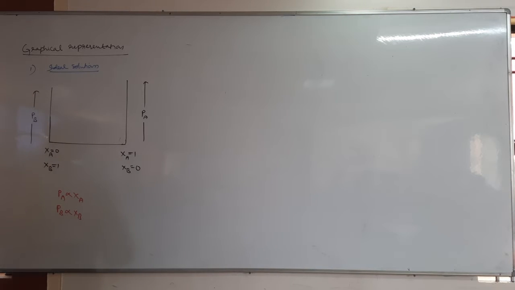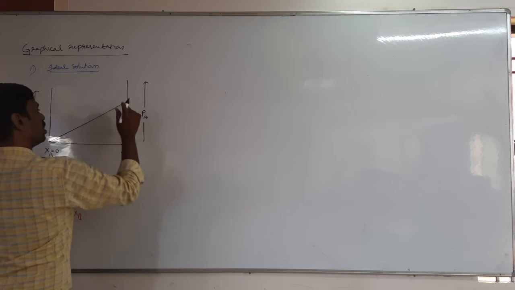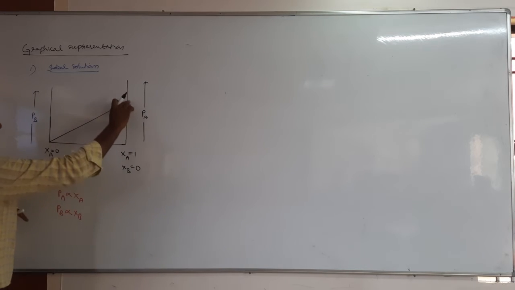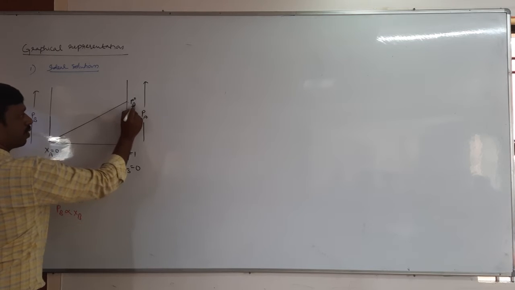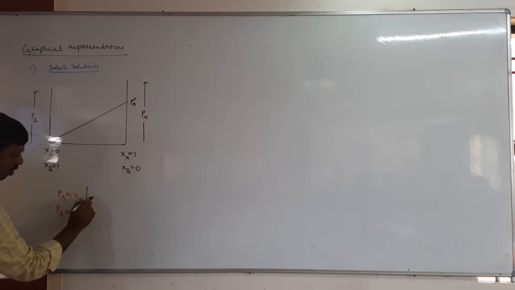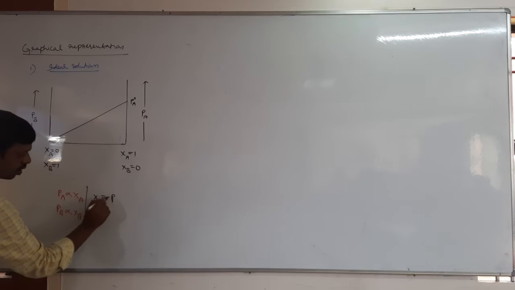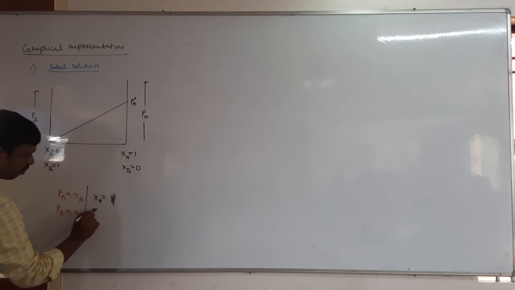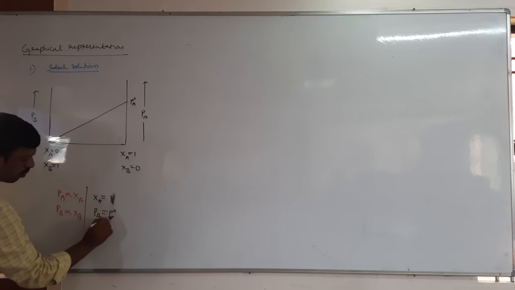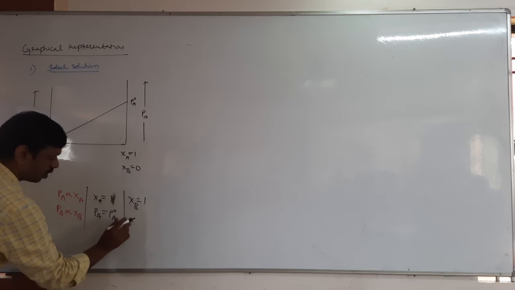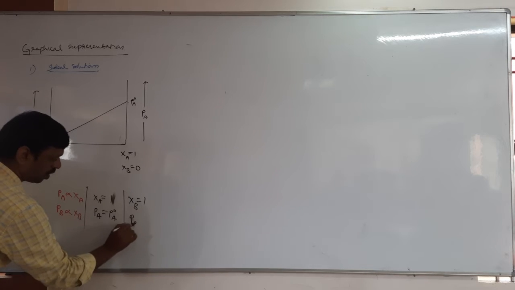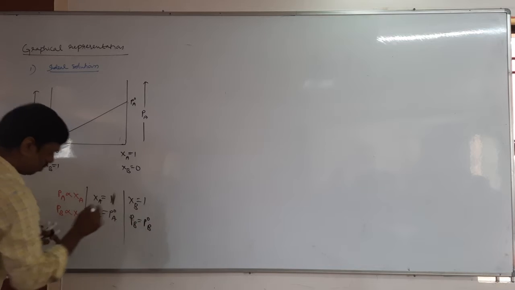Okay. Now tell me, so XA is directly proportional to what? PA. Therefore, when XA increases, PA increases. Next here, XA equal to 1. When XA equal to 1, this point is called P naught A. Because when XA equal to 1, then PA equal to P naught A. Similarly, when XB equal to 1, so PB equal to P naught B.